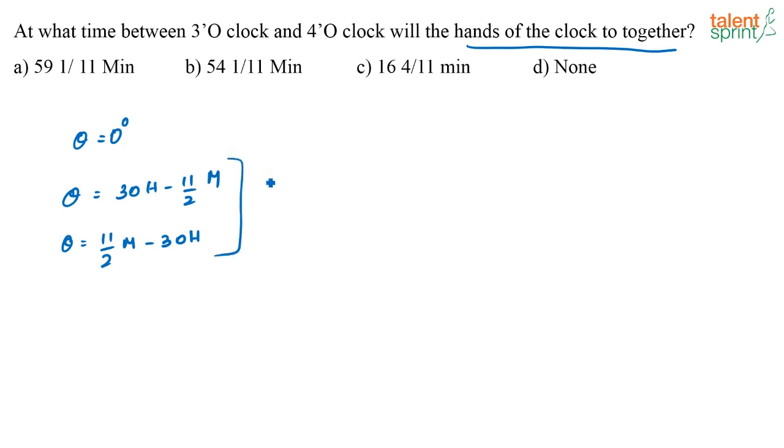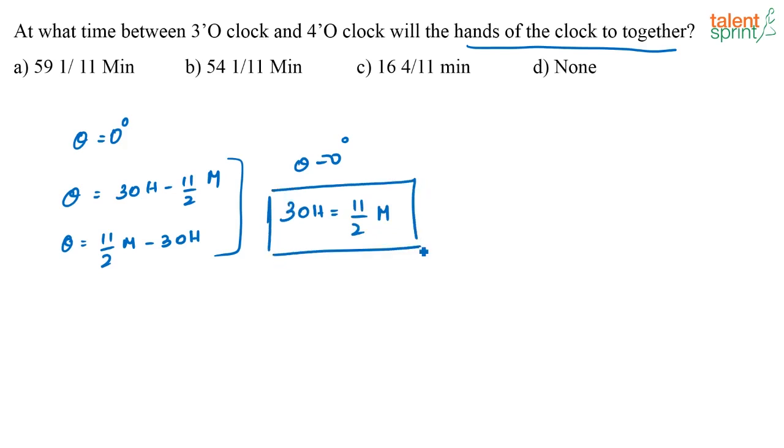Whichever be the case, here theta is 0 degree. If theta is 0, what does that mean? I can say 30h is equal to 11 by 2m. So whenever theta is given as 0 degree, you can directly say that 30 into h is equal to 11 by 2m. So here what is the value of h? H is 3, right? Because they are asking between 3 o'clock and 4 o'clock, when will the hands of the clock be together? So I just have to find out what is the value of m.